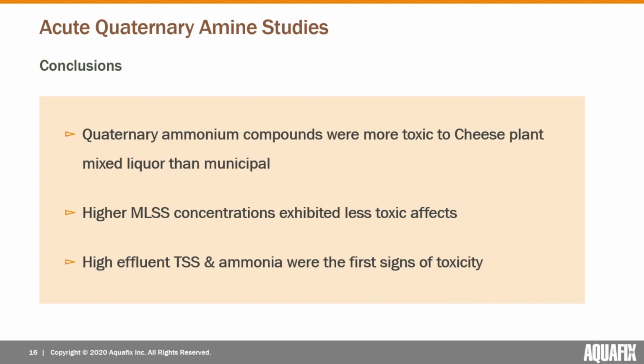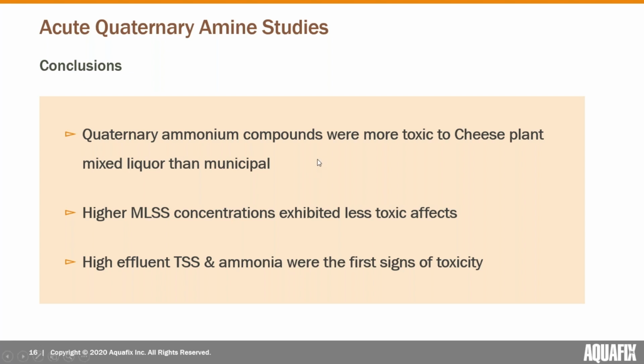What do we conclude from doing these acute studies? Quaternary ammonias are more toxic to a cheese plant than a municipal plant. Higher mixed liquor exhibited less toxic effects. We probably know that. High effluent TSS and ammonia are always the first signs.